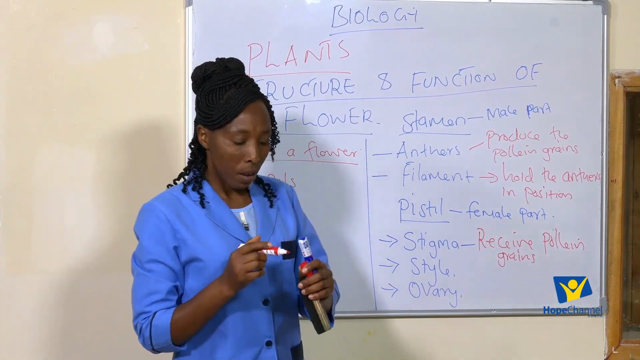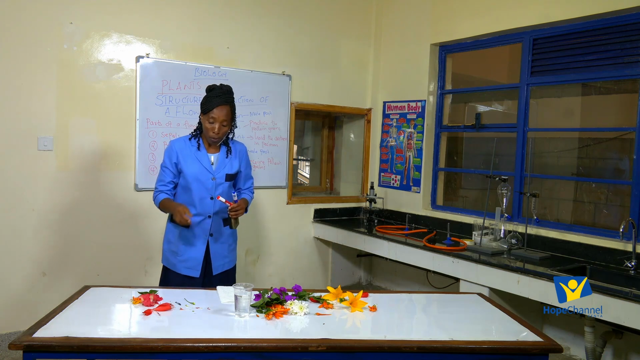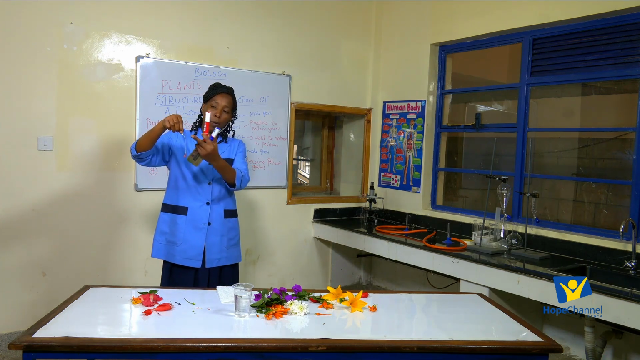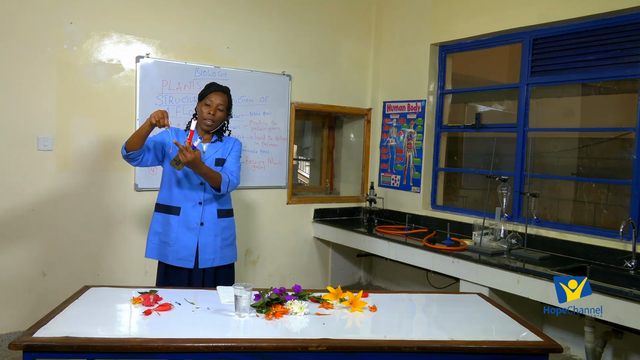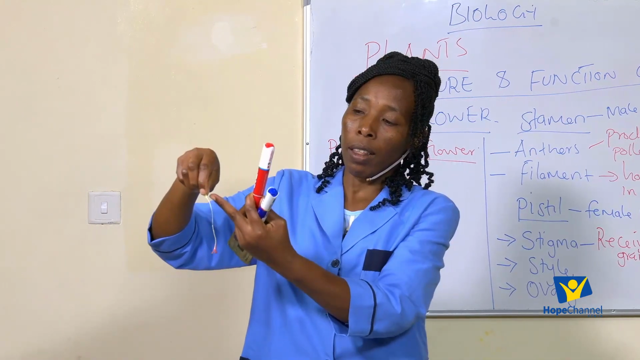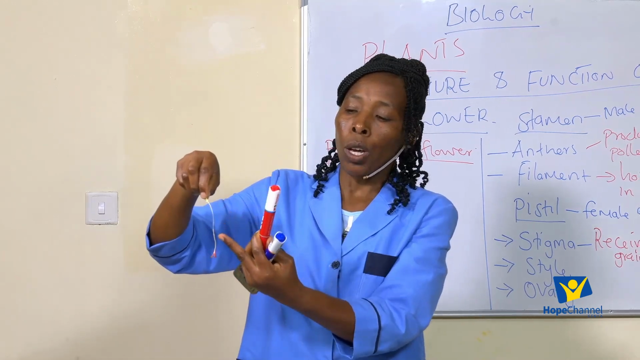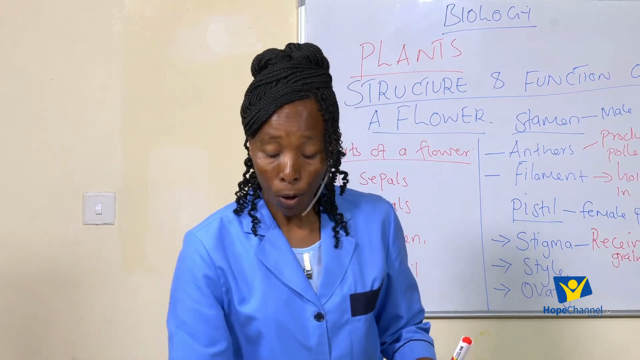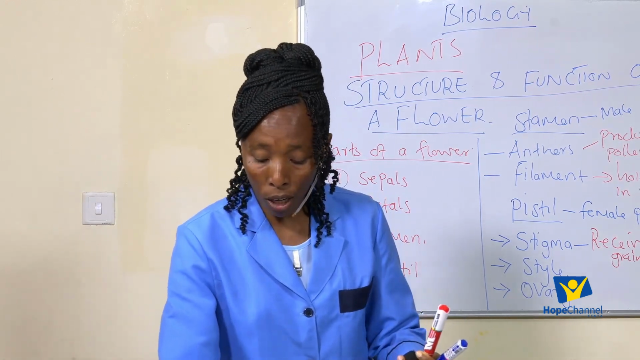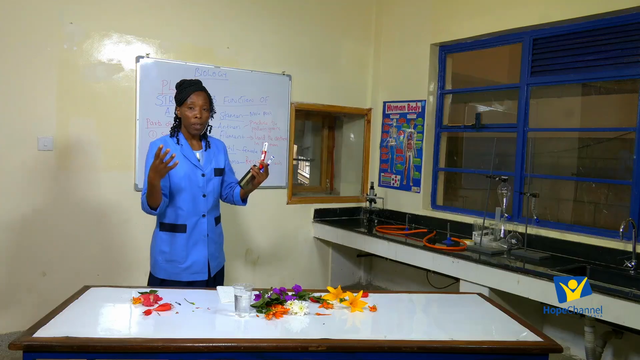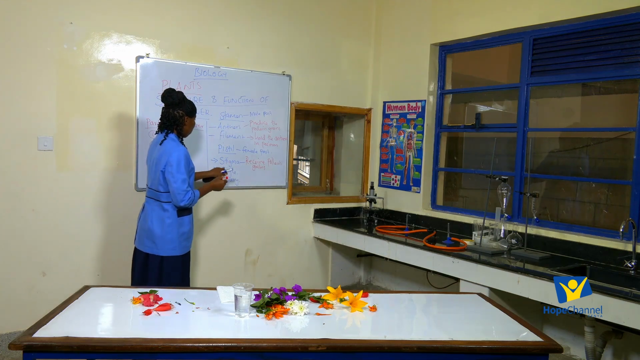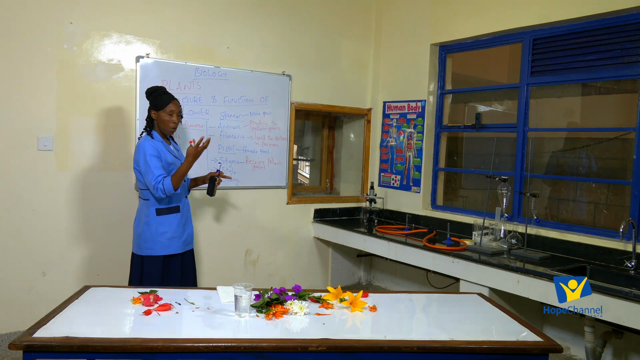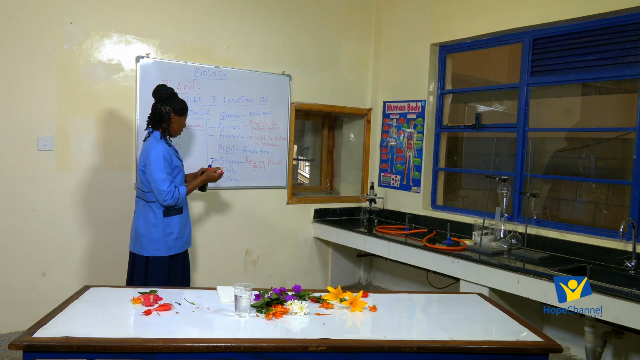What do you think is the function of the style? Now that you are able to see the style, what do you think is its function? We say this is the style that is connecting the stigma and the what? And the ovary. So in a way, it is exposing the stigma for it to receive the pollen grains. So it exposes the stigma, holds it in position for it to receive the pollen grains.